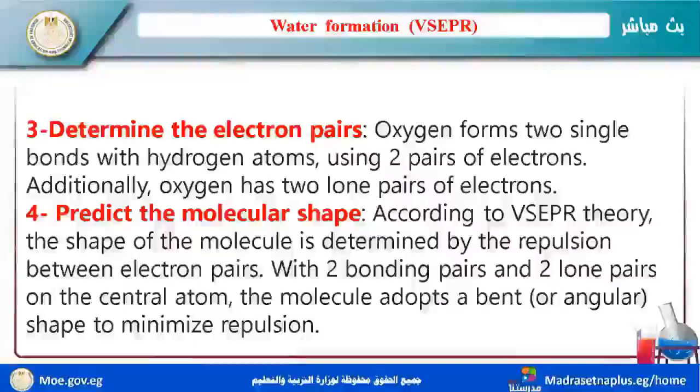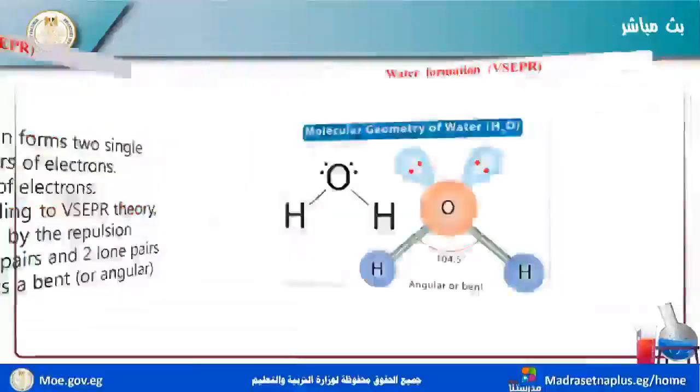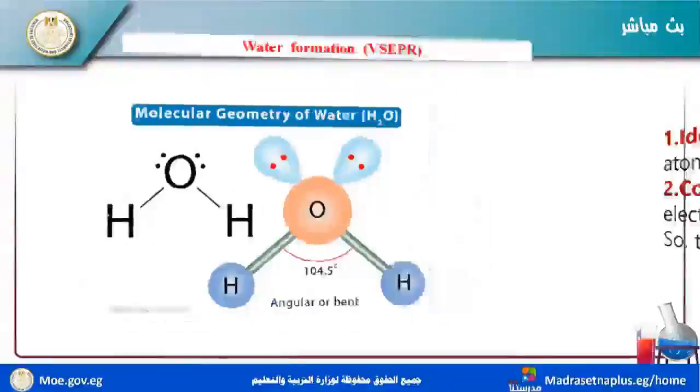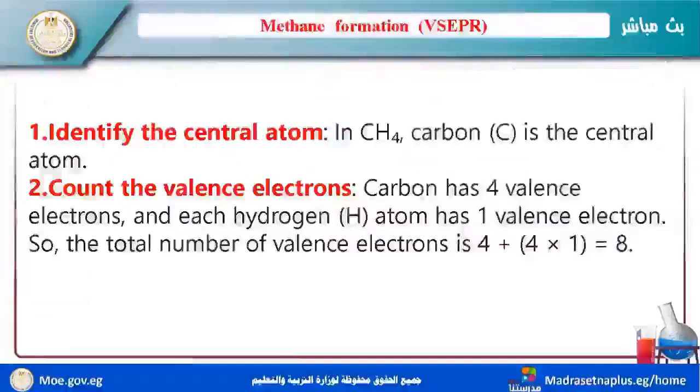The molecular shape of H2O is angular. The molecule adopts a bent or angular shape to minimize the repulsion force between the electron pairs. I have the H2O shape like that, with a 104.5 angle. Okay, this is the geometrical shape of water.